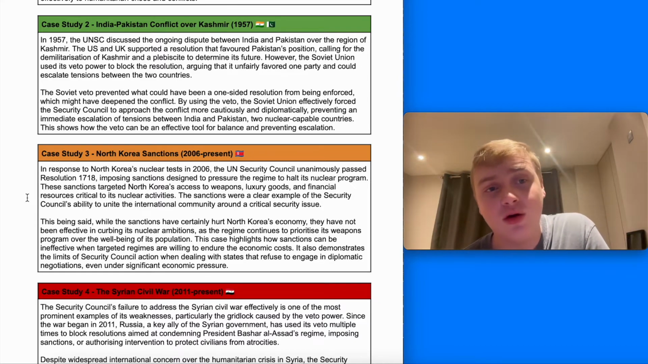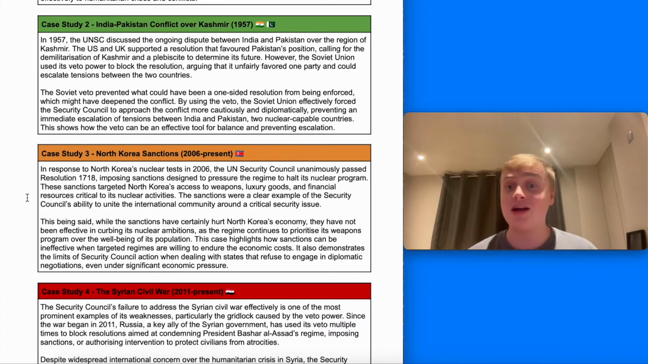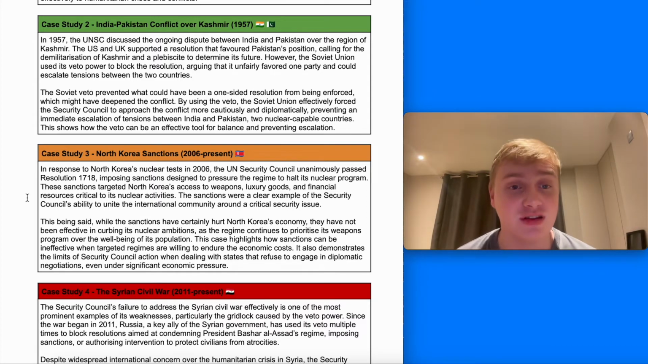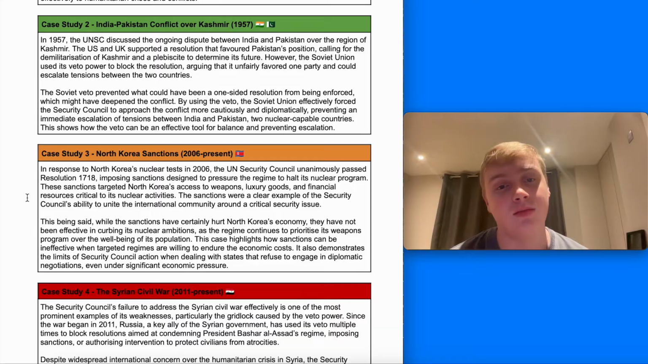So in 1957, the UN Security Council discussed the ongoing dispute between India and Pakistan over the region of Kashmir. The US and UK at the time really supported a resolution that favoured Pakistan's position, calling for the demilitarisation of Kashmir and a plebiscite to determine its future. However, the Soviet Union used its veto power to block the resolution, arguing it unfairly favoured one party and could escalate tensions between India and Pakistan. The Soviet veto prevented what could have been a one-sided resolution from being enforced, which could have really deepened the conflict and led to significant tension between two nuclear-capable countries.